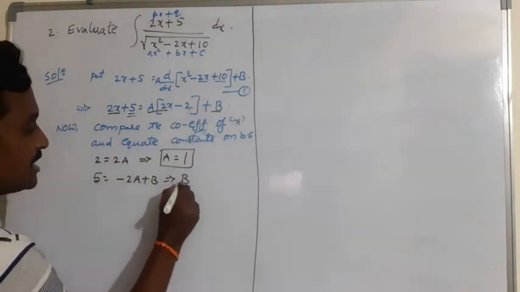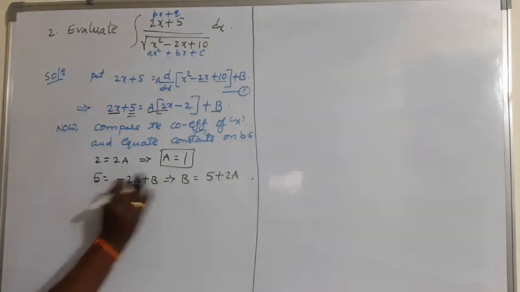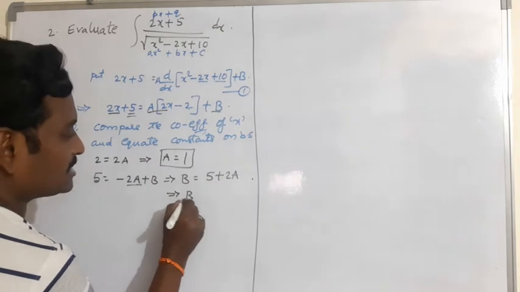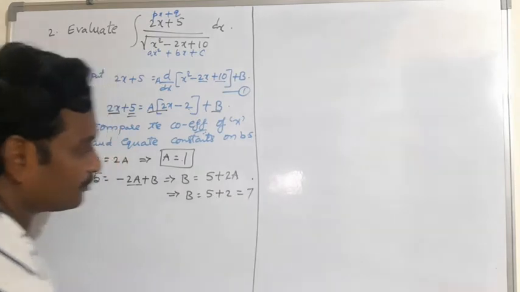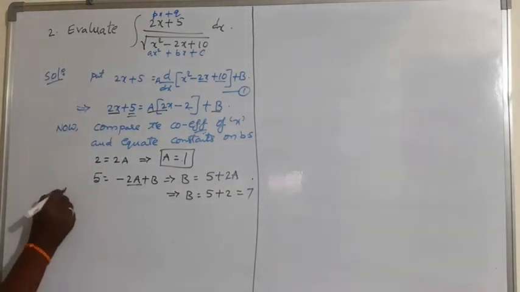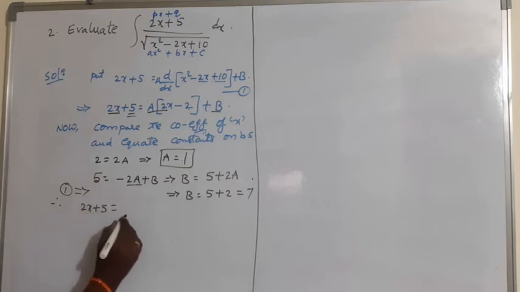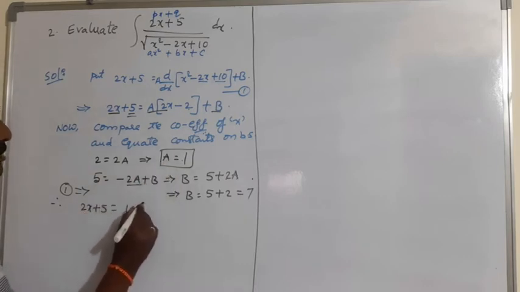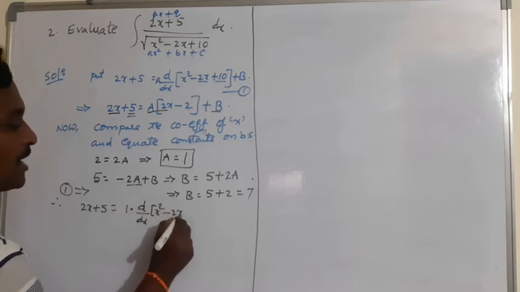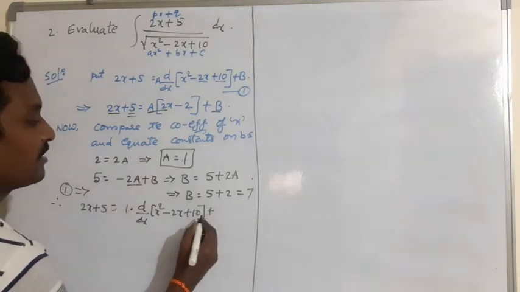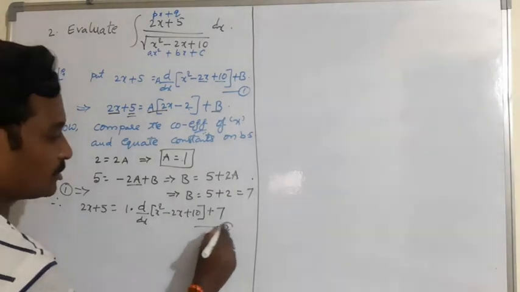What is the B value from this? Take the minus 2A to this side: B is equal to 5 plus 2A, and A is already 1, so 5 plus 2. So B is 7. So equation number 1 implies the numerator 2x plus 5 becomes A, which is already 1, into d by dx of x square minus 2x plus 10, plus capital B. Plus capital B means 7. Take it as equation number 2.